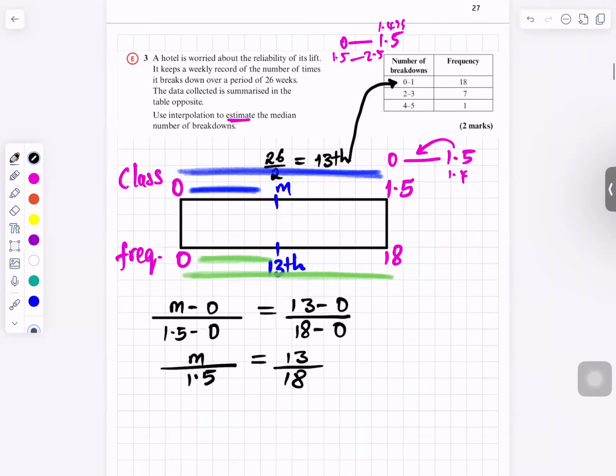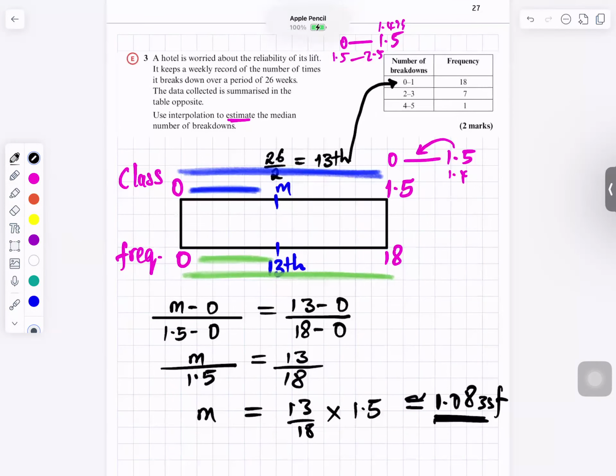So M now is 13 over 18 times 1.5, which will give you an answer of approximately 1.08 to 3 significant figures. So that's how you do the linear interpolation. Even if you write a formula, that's what the formula will be doing.